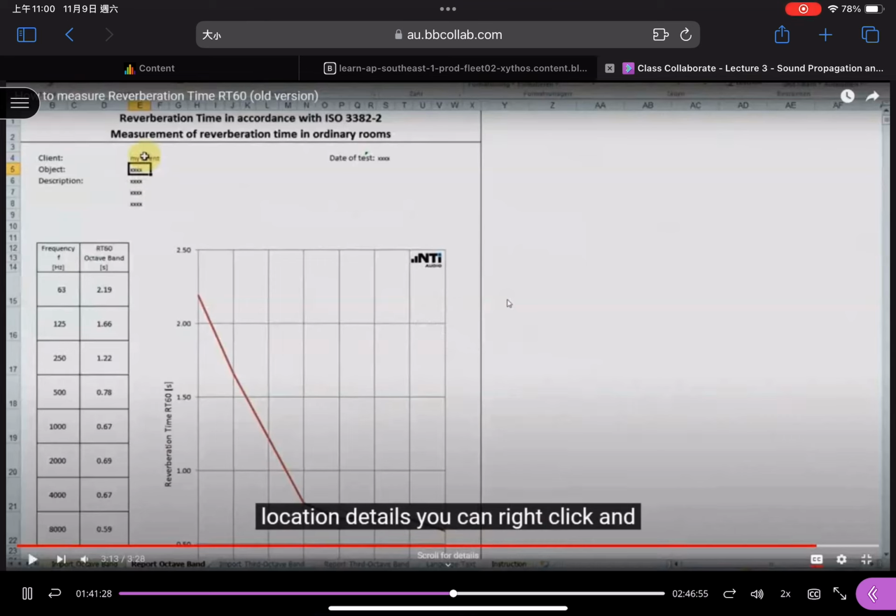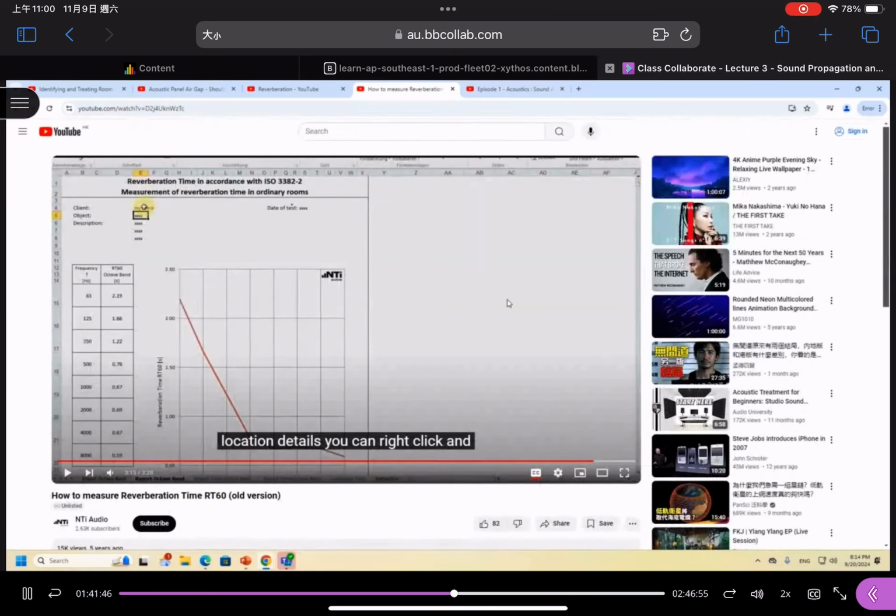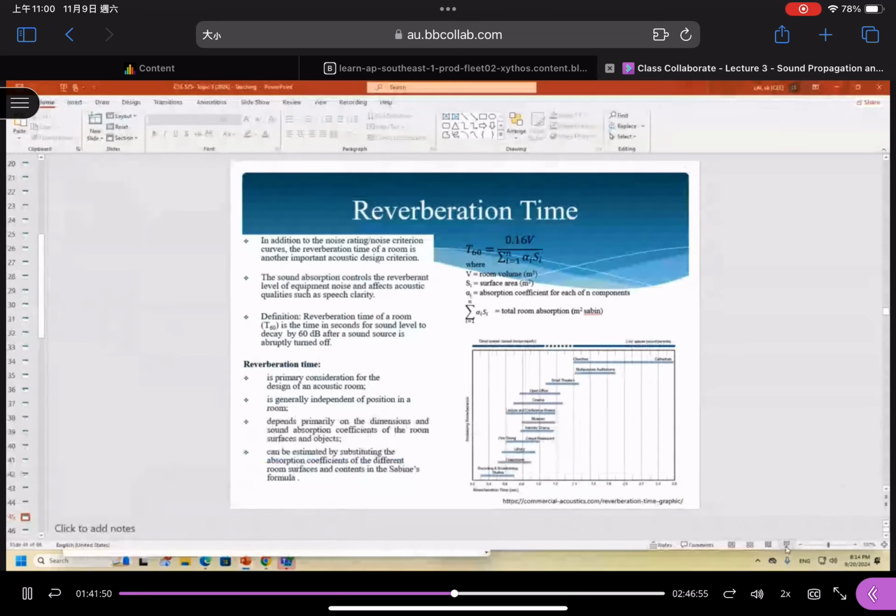Okay, referring to this column, you can find out the frequency. When we measure this reverberation time, they are different. Okay, this is the time. And the definition is that when we turn off the source, the sound level decreases by 60 dB. This is the time for reverberation effects.